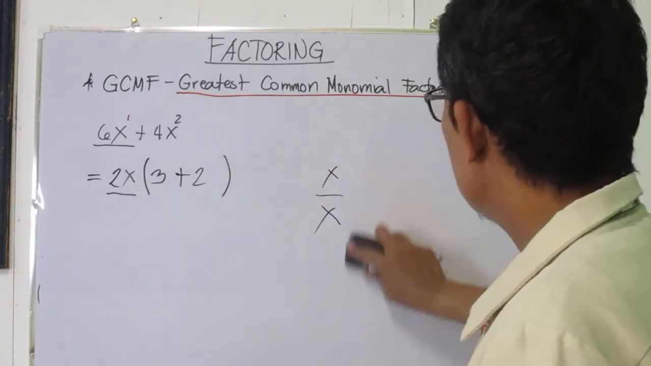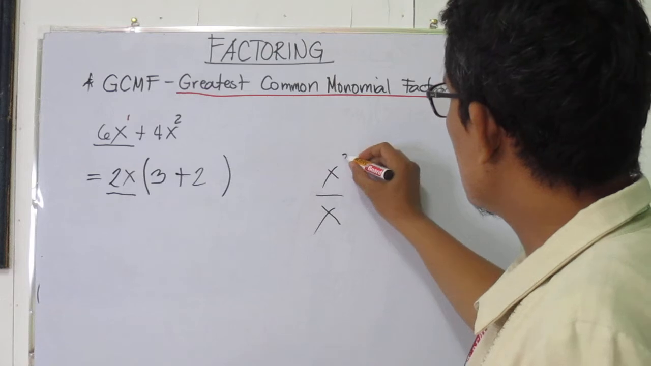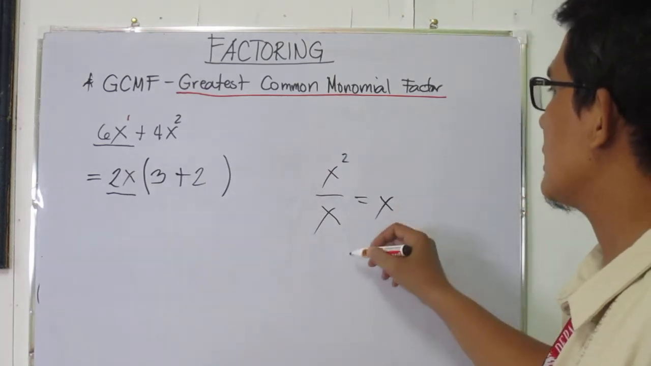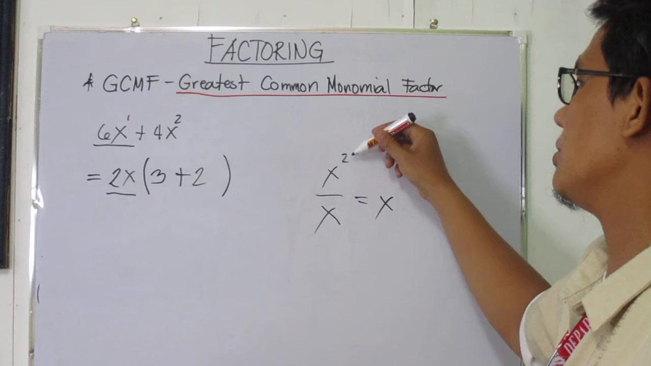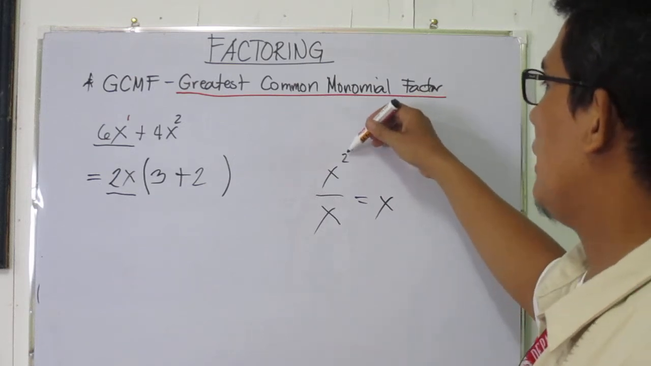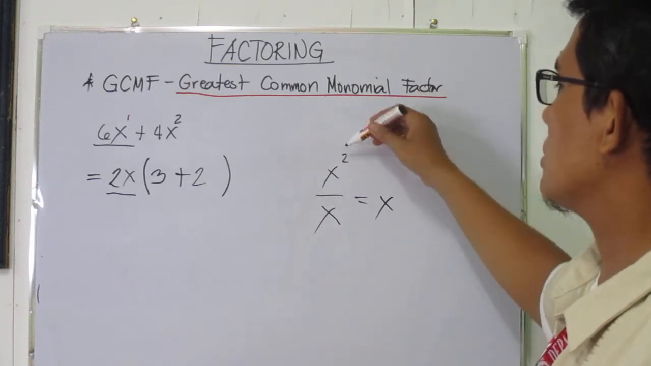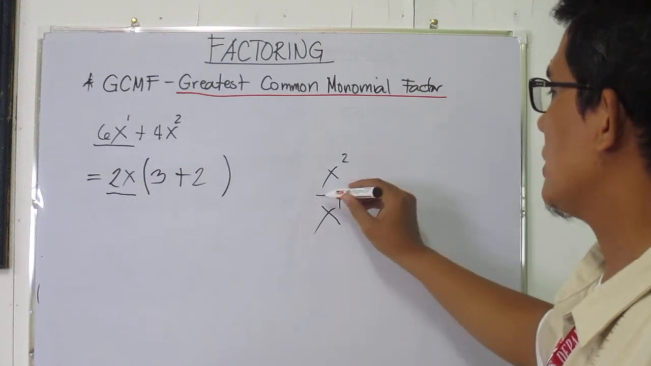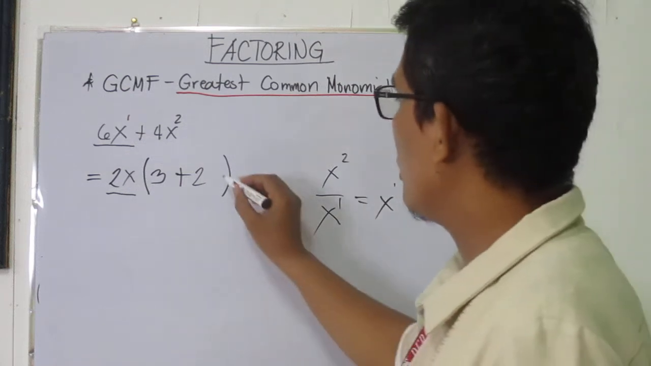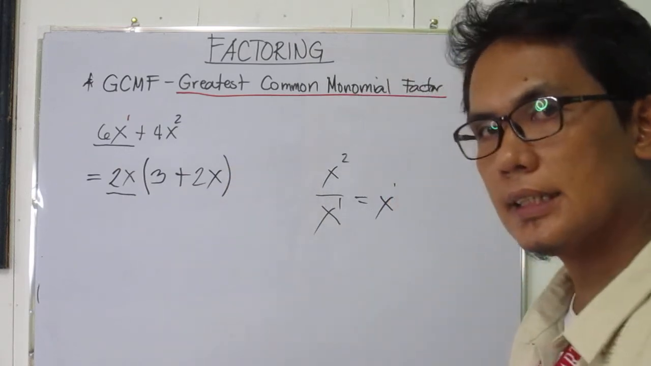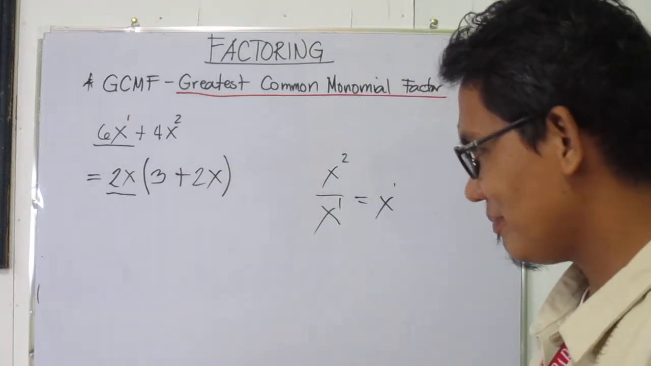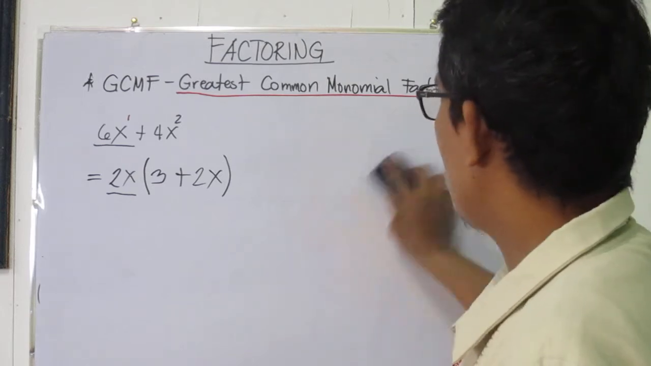And x squared divided by x, the answer is x. If you still remember, we're going to subtract the exponents: 2 minus 1, the answer is 1. There's no need of writing 1 as an exponent. So therefore, what is left is x. Okay? Okay. Another example.